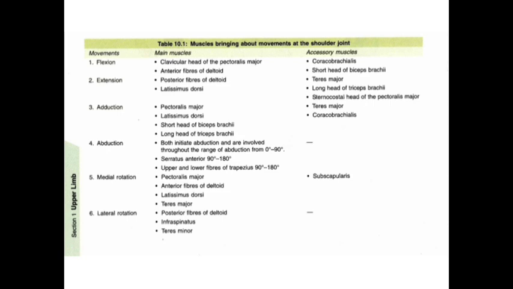For flexion, we have the clavicular head of the pectoralis major and the anterior fibers of the deltoid as the main muscles. Extension: the posterior fibers of the deltoid and the latissimus dorsi. Adduction: the pectoralis major and the latissimus dorsi. Abduction: the serratus anterior and the upper and lower fibers of the trapezius. Medial rotation: the pectoralis major, anterior fibers of the deltoid, latissimus dorsi, and teres major. Lateral rotation: the posterior fibers of the deltoid, infraspinatus, and teres minor.